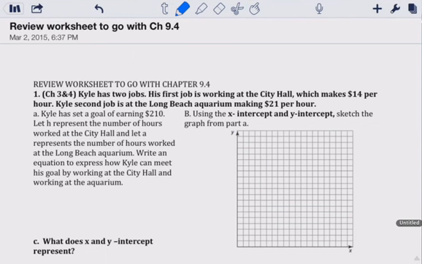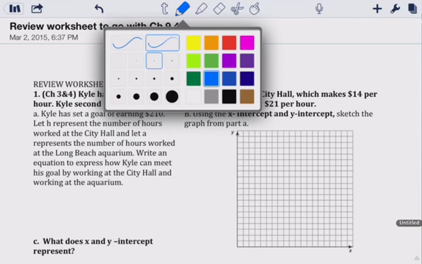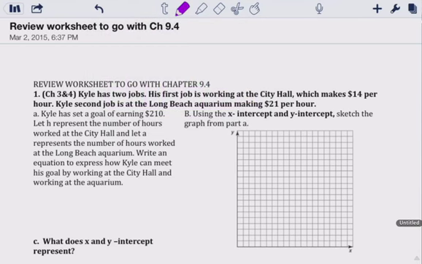Okay, this is tonight's homework. I know I've assigned this before, but from what I saw in the last homework worksheet, a lot of you didn't do this one. So I put it on again.